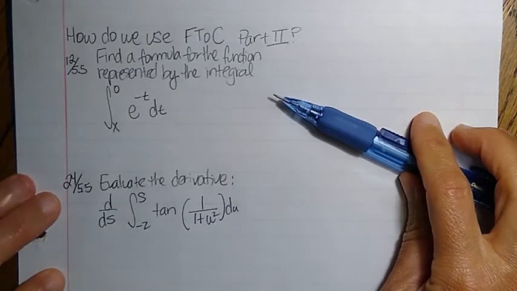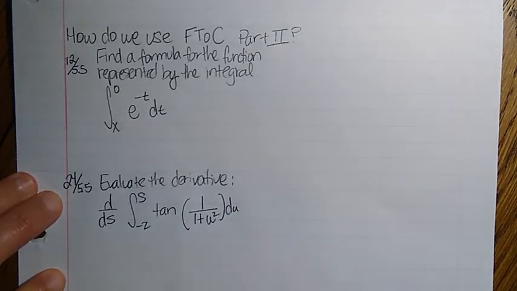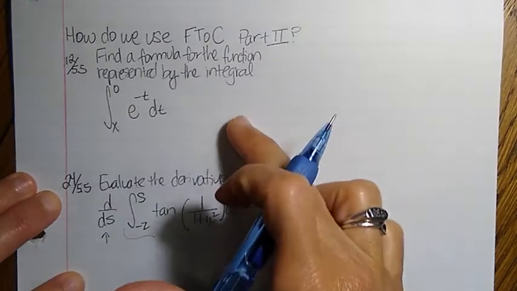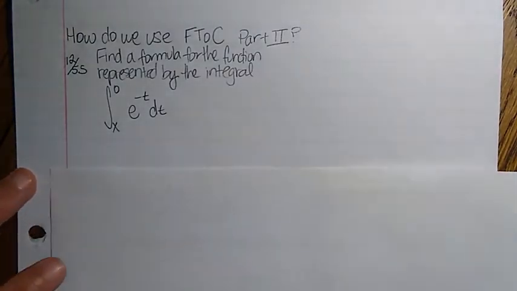Right, in number 25, we're to evaluate the derivative. So here's the evaluate the derivative, and here's our area function that we just defined right before we stated the fundamental theorem of calculus. So on this one, we use part 2 of the fundamental theorem of calculus. On this one, we don't. So let's take a stab at the first one.